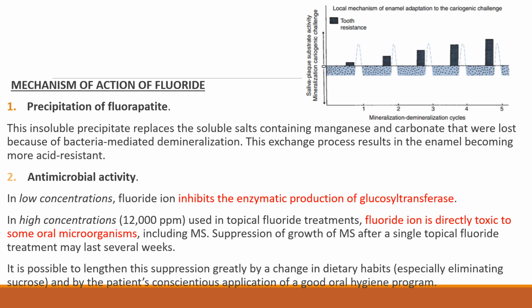Coming on to the mechanism of the action of fluoride, which is very important. Two main mechanisms. First is the precipitation of fluorapatite, second is its antimicrobial property. So, fluorapatite is insoluble precipitate which replaces the soluble salts containing magnesium and carbonate, which are lost during demineralization process. This entire exchange process and the incorporation of fluorapatite makes the enamel more acid resistant to further attacks. Second mechanism of action of fluoride is the antimicrobial activity.